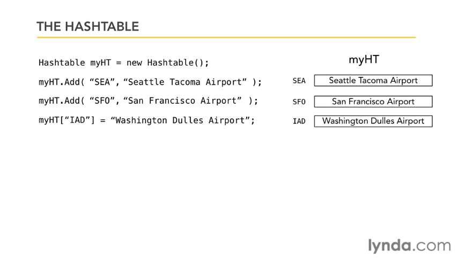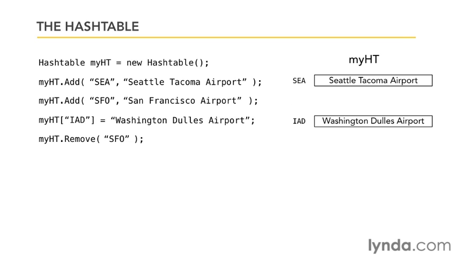The way that you get data out of the hash table is to use the remove function. In this case, I would call myHT.remove, and then I give it the name of the key that I want to be removed. So if I wanted to remove San Francisco Airport, I would simply say remove SFO, and that would cause SFO to be removed from the hash table.